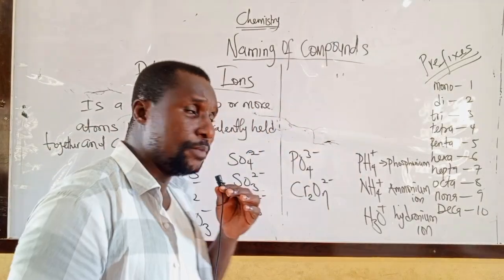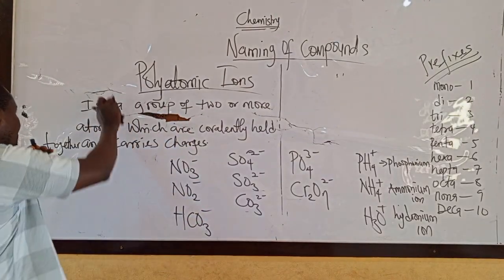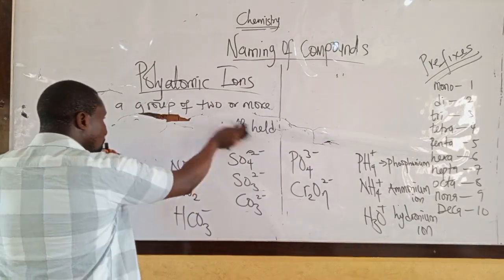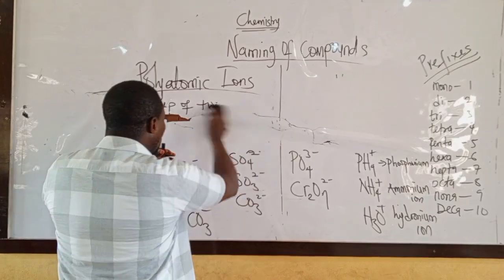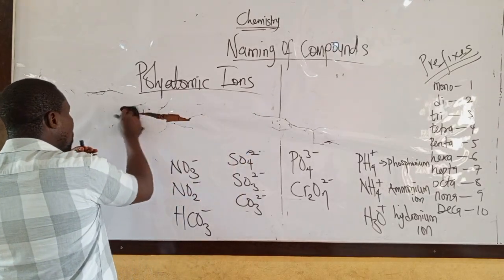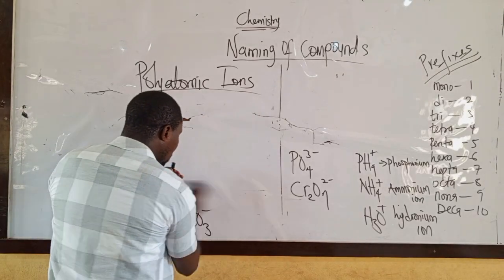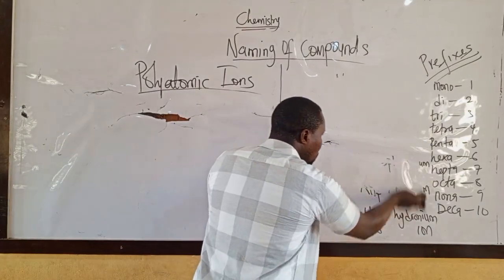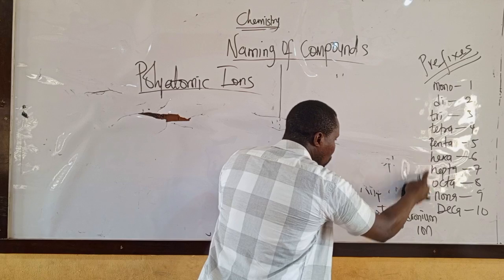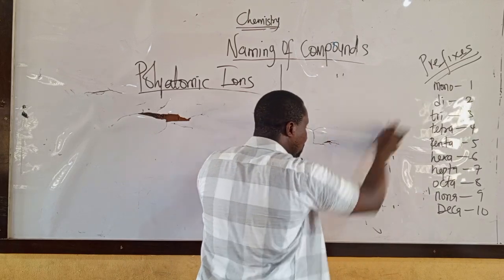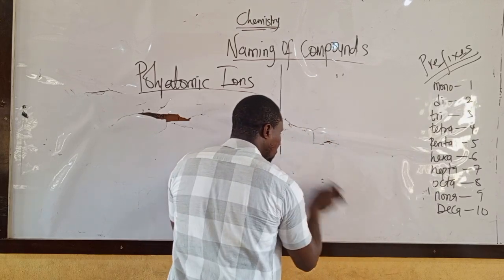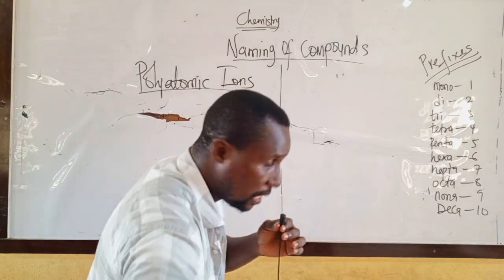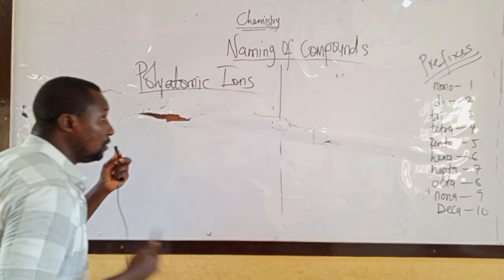Then how do we name polyatomic ions? Let us look at how to name them. We take them one after the other, then we use them to write chemical formulas. Let's look at that in the next 10 minutes. Please don't forget my prefix. We need them, because I will give you how to name them in 2 ways.